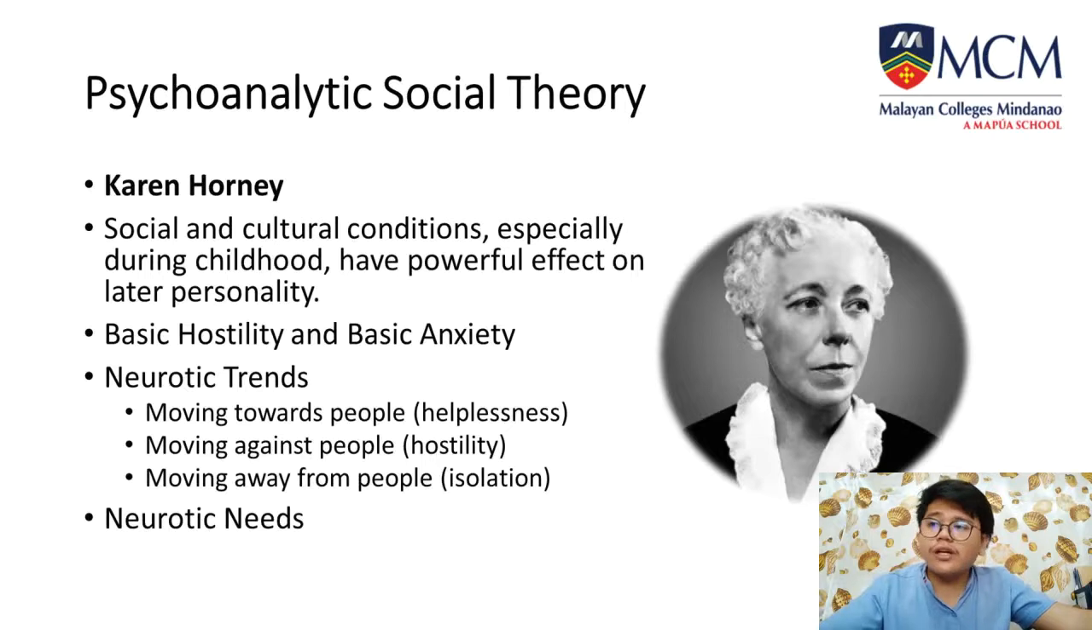Next, the psychoanalytic social theory of Karen Horney. So in her theory, she pointed out the social and cultural conditions, especially during childhood, of course, because this is psychodynamic, and have a powerful effect on later personality. It is a very interesting theory, because she pointed out the concept of basic hostility and basic anxiety, which will be experienced by an individual, especially in childhood, and that might lead to the neurotic trends. And the neurotic trends are moving towards people, helplessness; moving against people, hostility; and moving away from people, isolation. And it might also lead to the different neurotic needs.